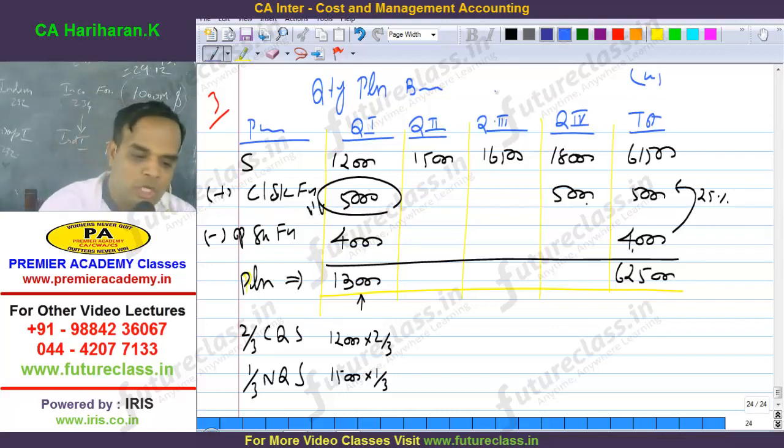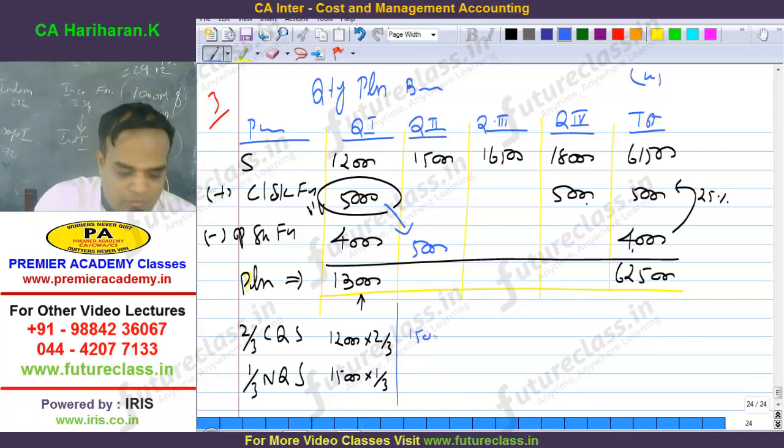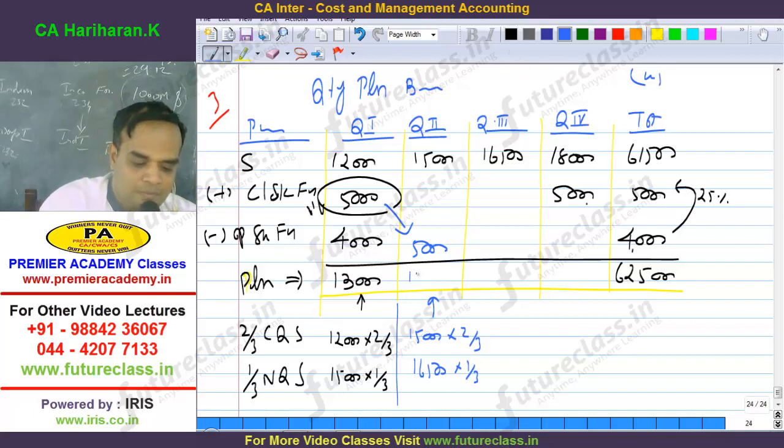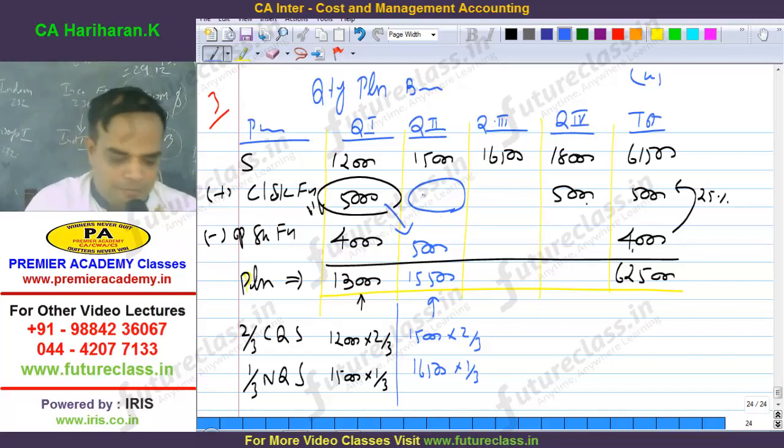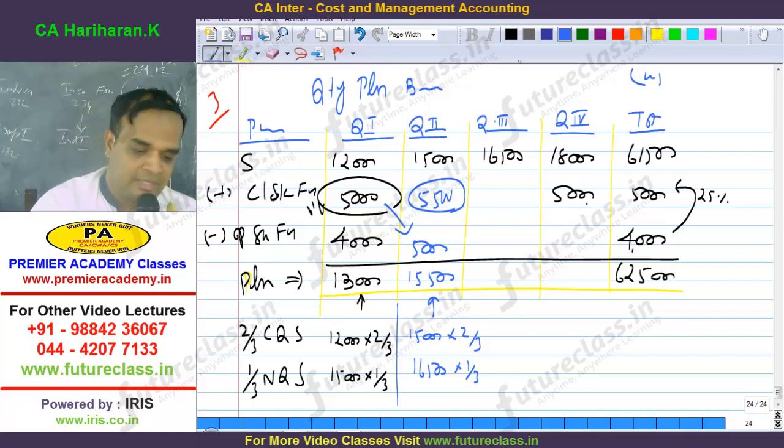Now, closing stock of the previous quarter becomes opening stock for the next quarter. Here 5,000 will come. Again, you have to compute 2/3 of current quarter. 15,000 into 2/3, 16,500 into 1/3 is equal to production for this quarter. How much? Therefore, closing stock here comes to, compute all of you, 5,500. This becomes opening stock for the next quarter, 5,500.